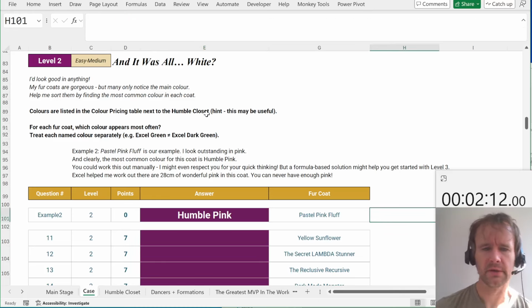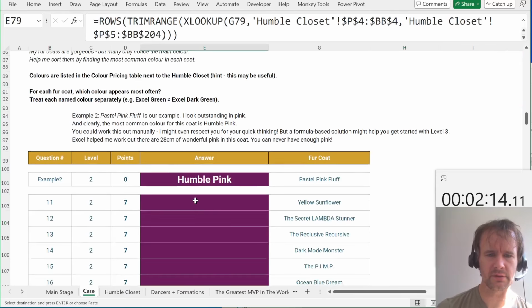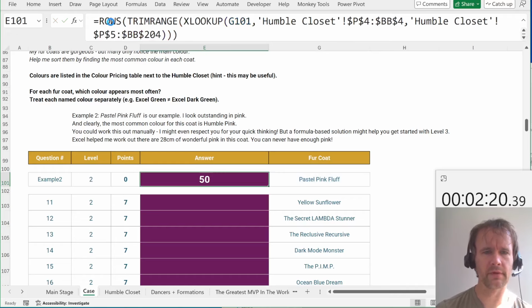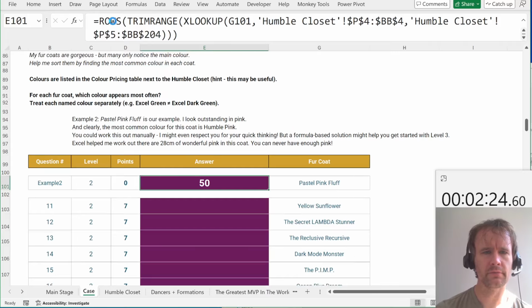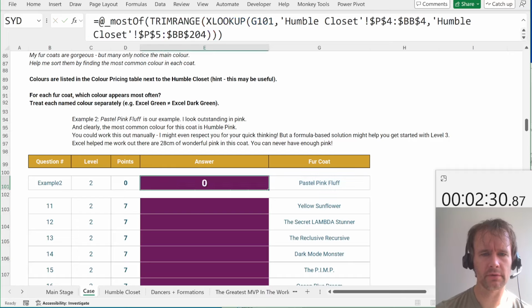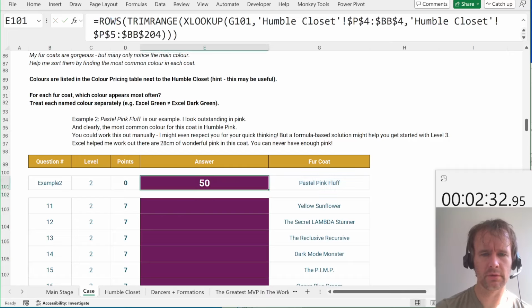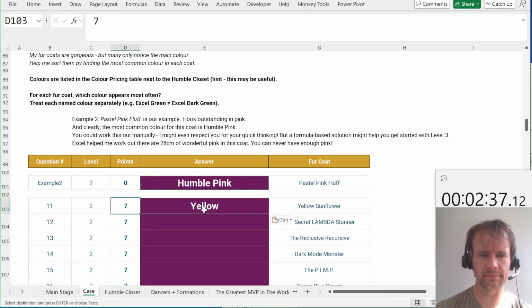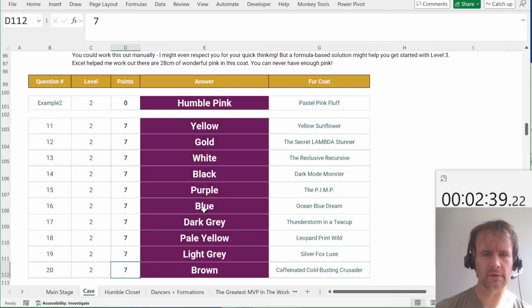Okay, fine, never mind. So just bring this down, and then instead of saying rows, I want to say at most of. Oh, sorry, I got to import my lambdas. Come on. Here we go. At most of. Never mind. Fine. I think that's good. Kind of makes sense.